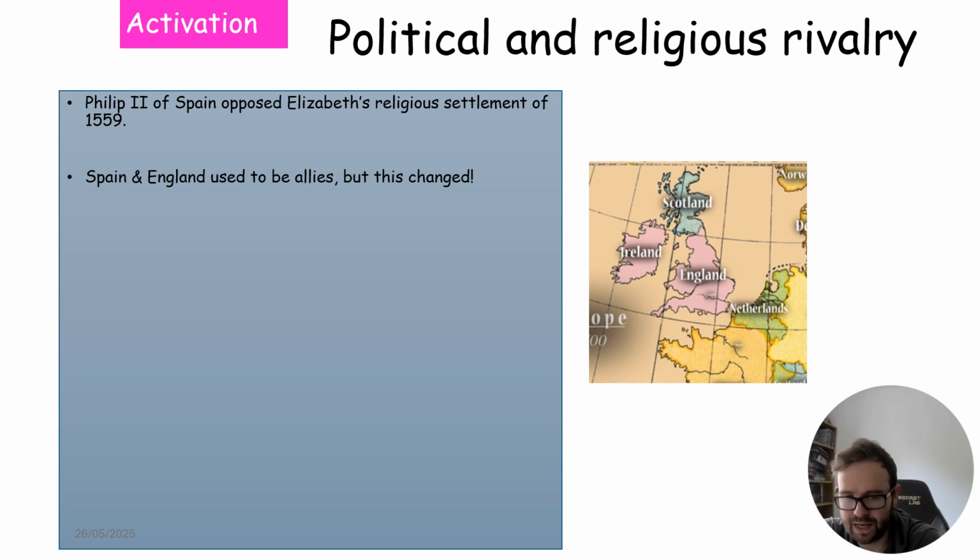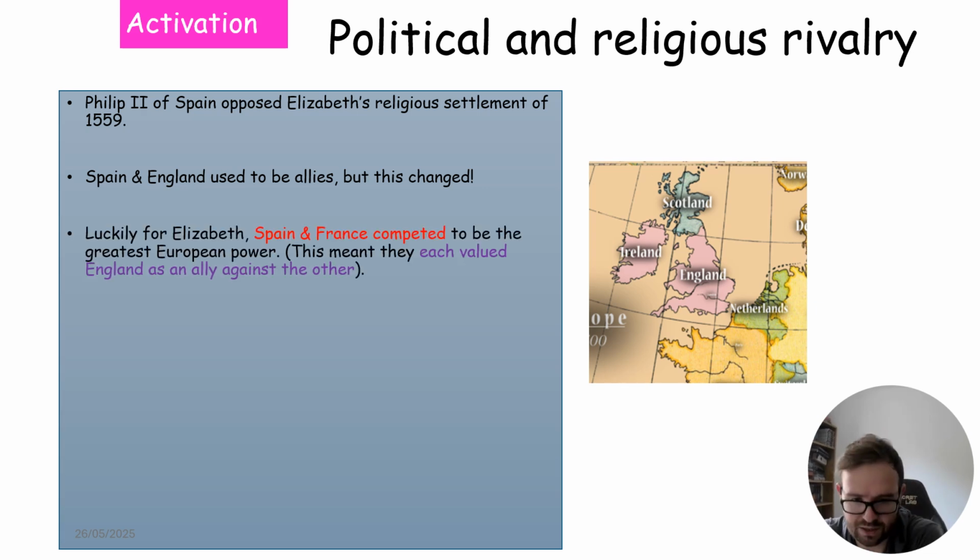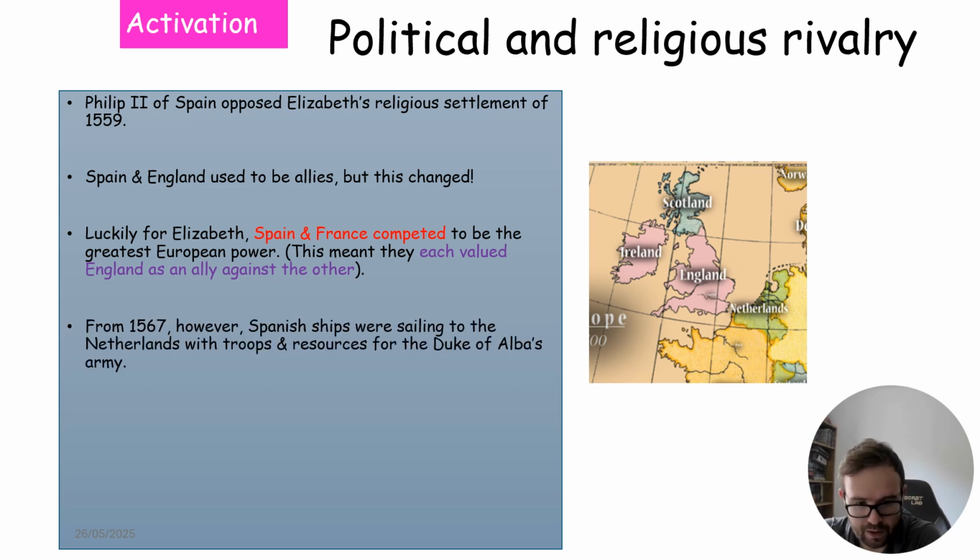Philip is totally against Elizabeth's religious settlement. Spain and England used to be allies under Mary Tudor because Mary was married to Philip, but Elizabeth rejected that marriage proposal when Mary was dying, and Philip has been really after England ever since. But she's keeping herself alive because Spain and France compete against each other. So they're always going to want to keep this power balanced. Each of them wanted England as an ally against the other.